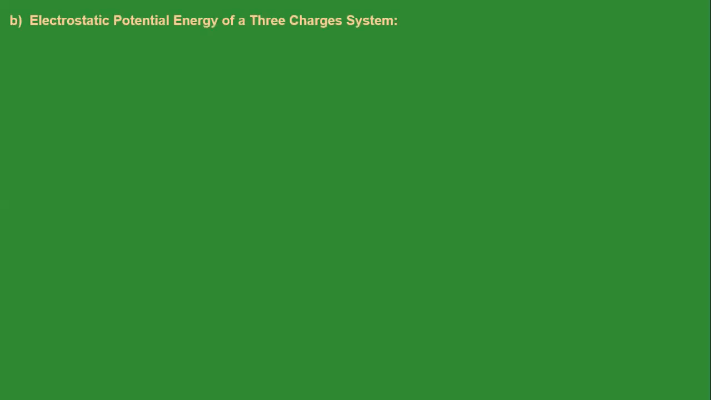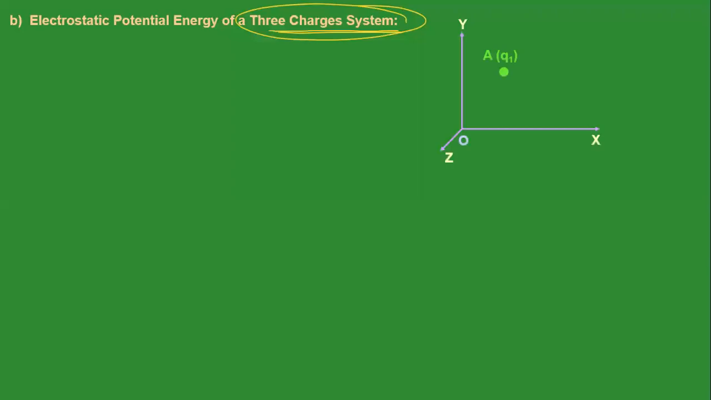Now, electrostatic potential energy of three charge system. Again, charge 1 is at A, charge 2 is at B, and one more charge we consider, Q3, which is at point C. Now we consider their distance from the origin. These are the position vectors. Position vector for charge 1 is R1 bar, second R2 bar, and third R3 bar. You can see in the diagram.